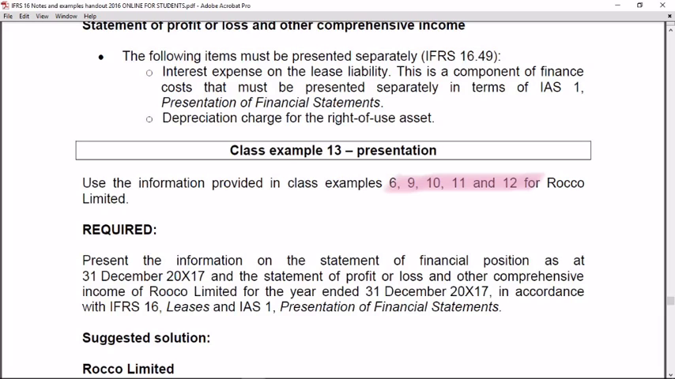Rocco Limited. Again, be careful that you understand the difference between presentation and disclosure. Presentation refers to the line items on the face of the financial statements, as opposed to disclosure that would deal with the notes.